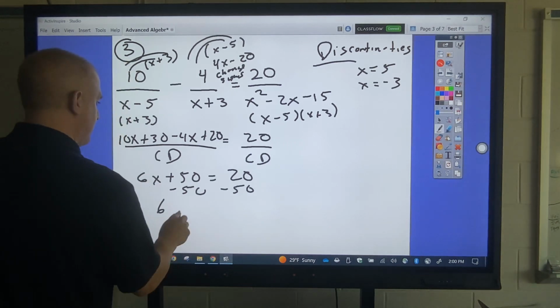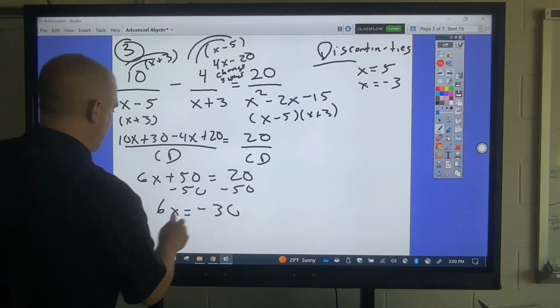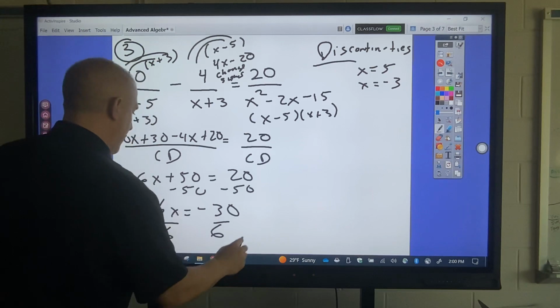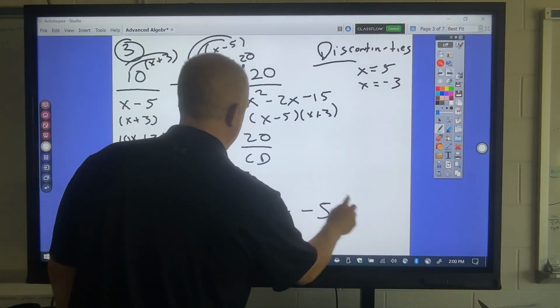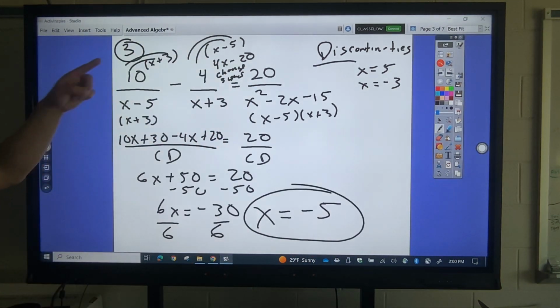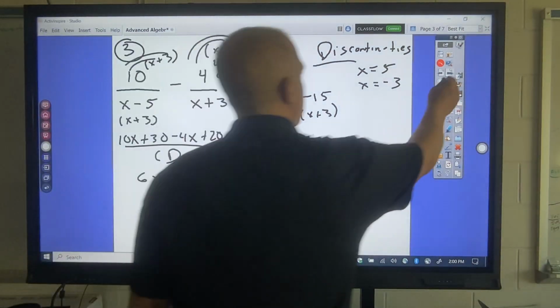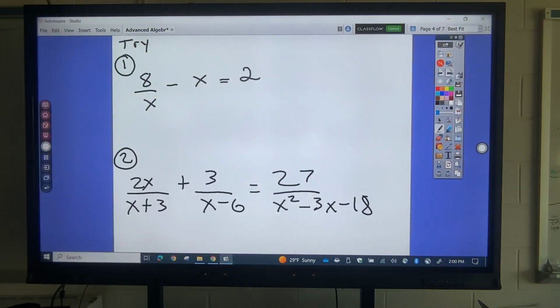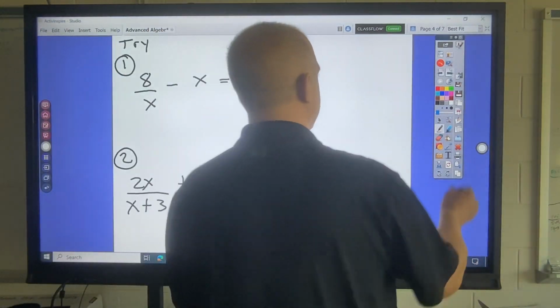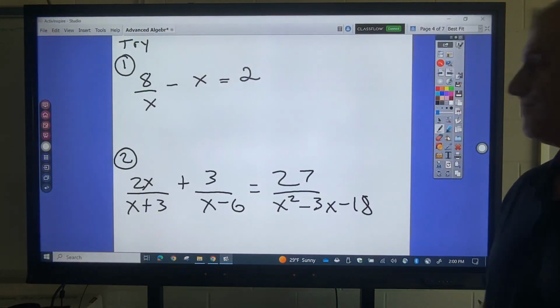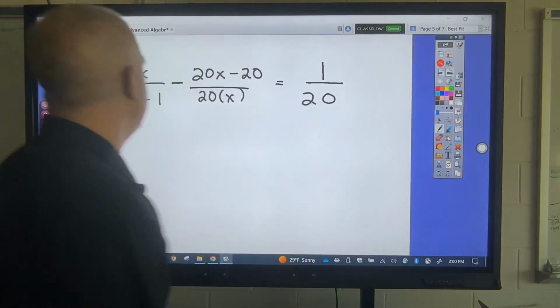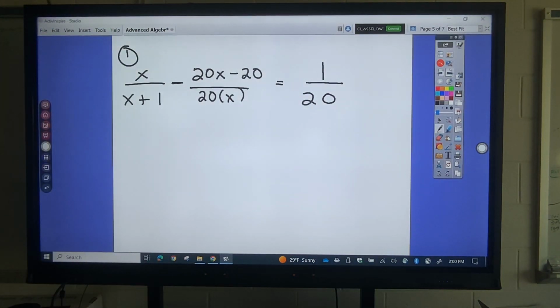That's 6x equals negative 30, divided by 6. I get x equals negative 5, which is okay because it's not 5. Okay? So what I would like you guys to do is go ahead and practice those two. All right, so now, let's take a look at this one.